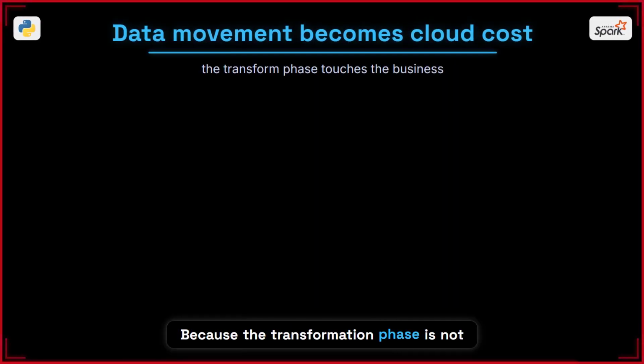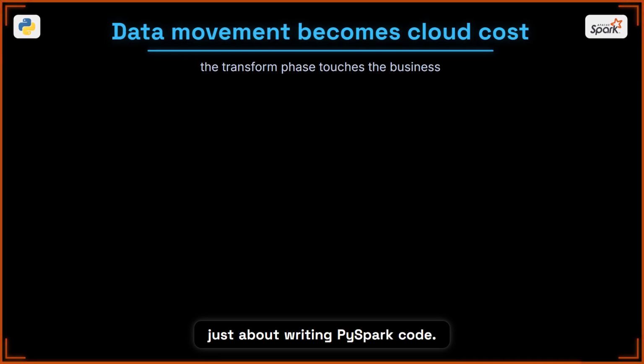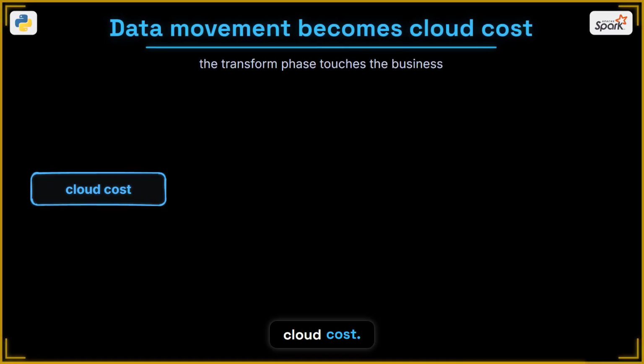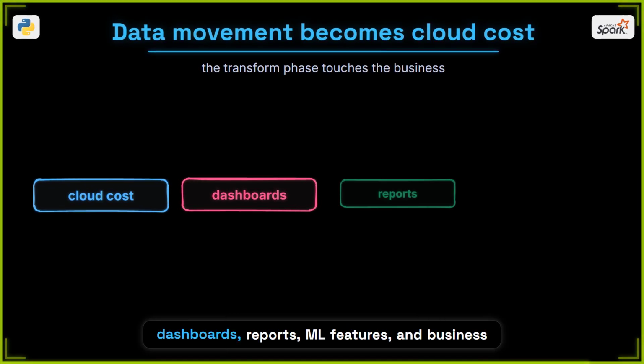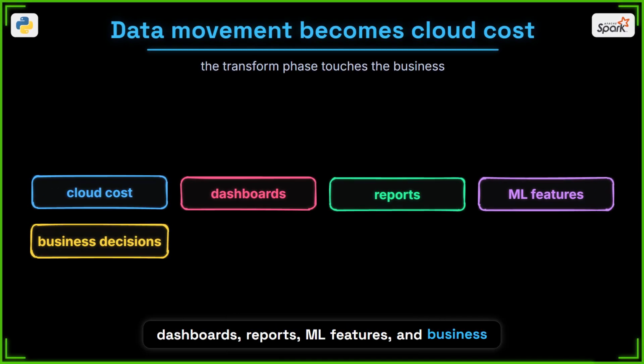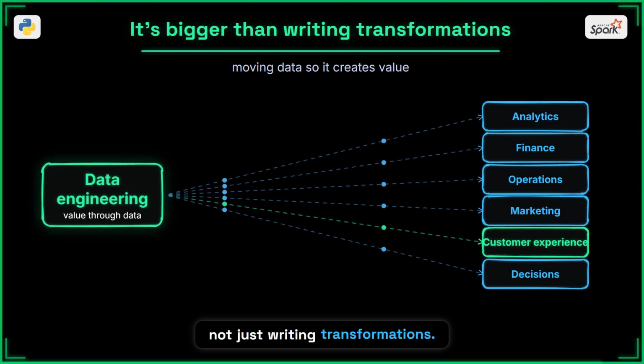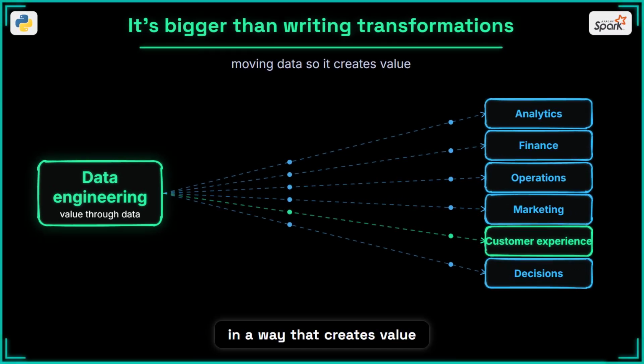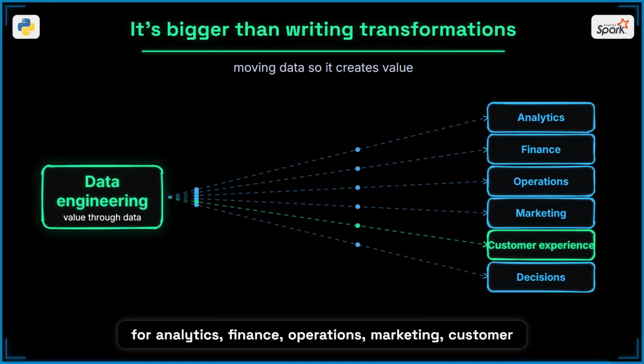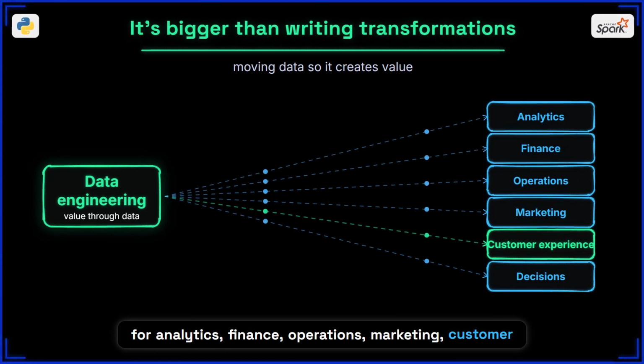Because the transformation phase is not just about writing PySpark code. It is where data movement becomes cloud cost. It is where slow jobs delay dashboards, reports, machine learning features, and business decisions as well. And think bigger, because data engineering is not just about writing transformations. It is moving data through systems in a way that creates value for analytics, finance, operations, marketing, customer experience, and business decisions as well.